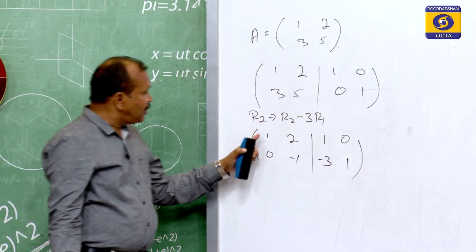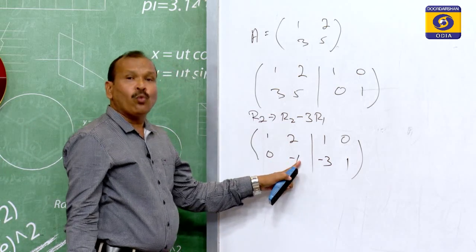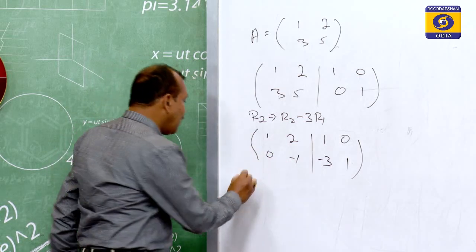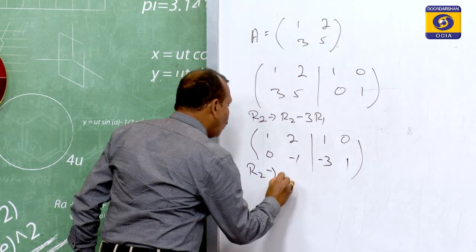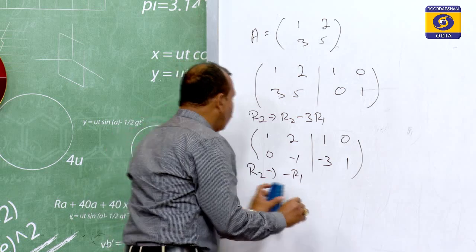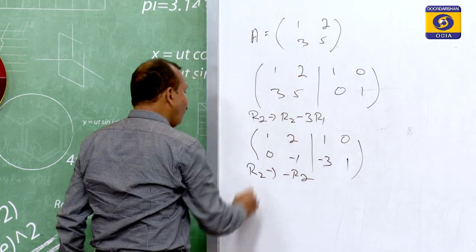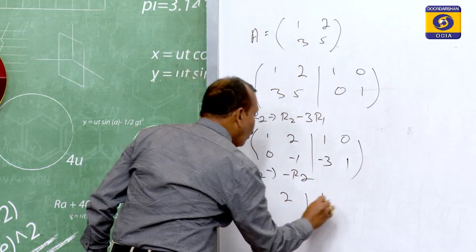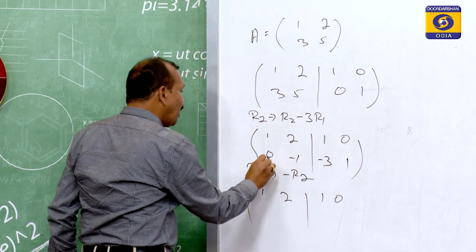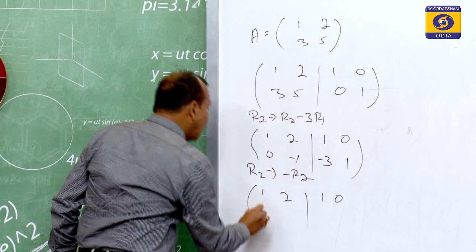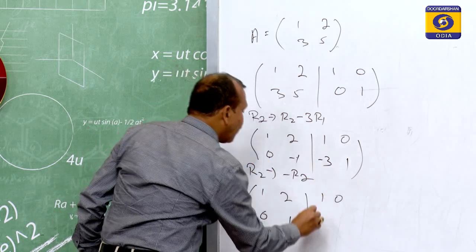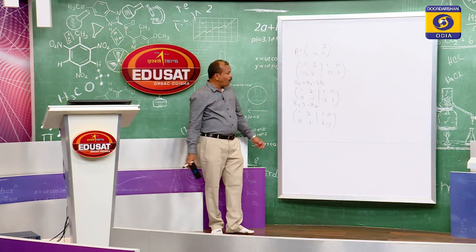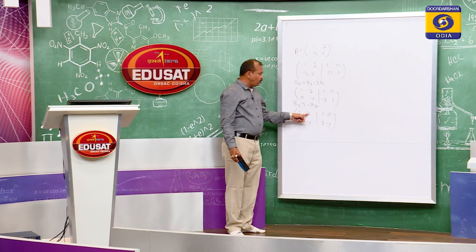Now we try to convert this term to 1. For that we have to multiply R2 by minus 1, hence R2 changes to minus R2. The first row remains unchanged, 1 2 1 0. Then multiplying by minus 1, minus 2 minus 1, that becomes 0, that becomes 1, that becomes 3, that becomes minus 1. Now I want to shift this 2 term to 0.